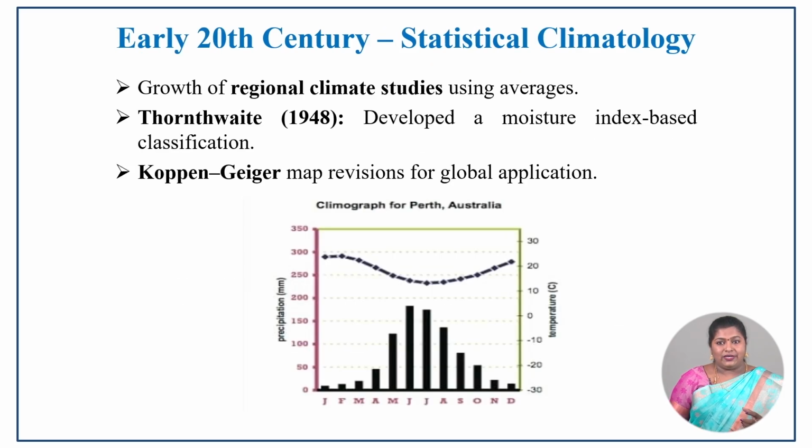In the early 20th century came statistical climatology, that is, the growth of regional climate studies using averages. All the statistical techniques evolved in this early 20th century. Thornthwaite, in 1948, developed a moisture index based classification. Köppen's classification was revised for global applications.